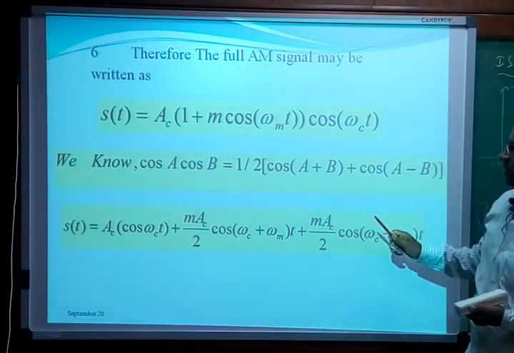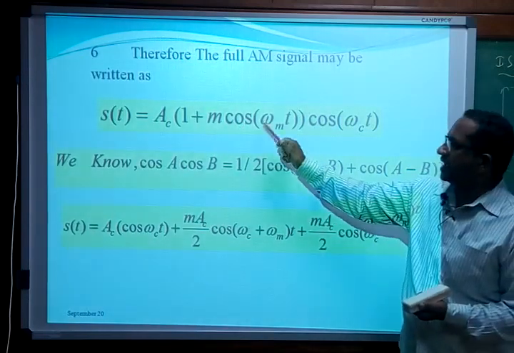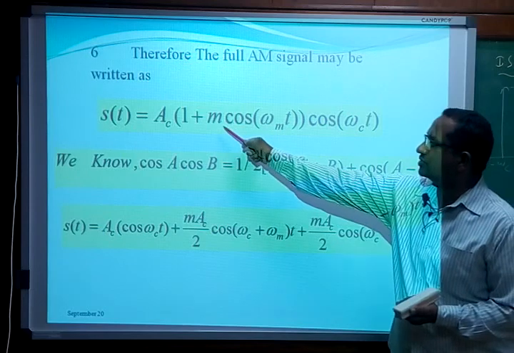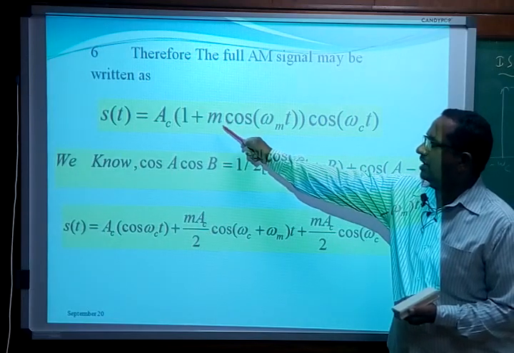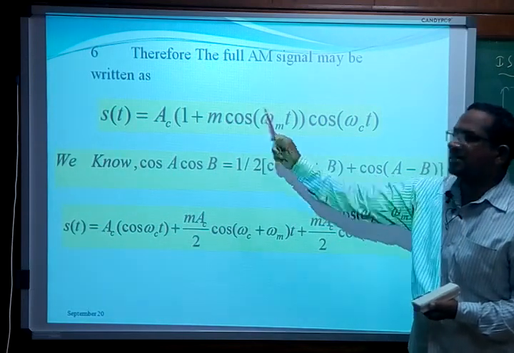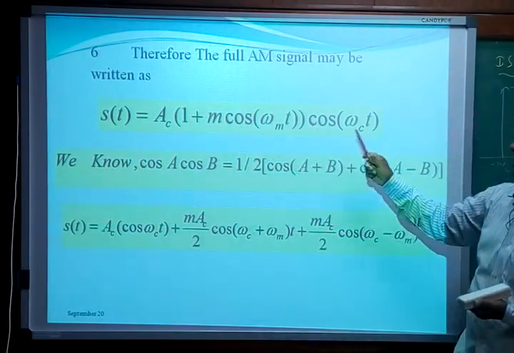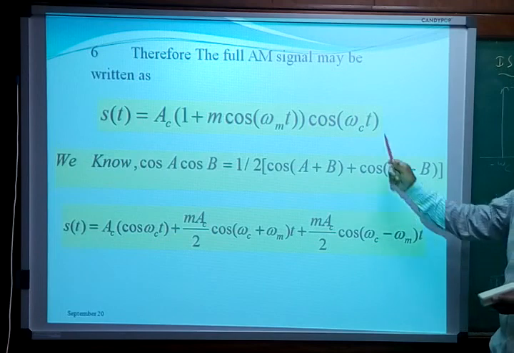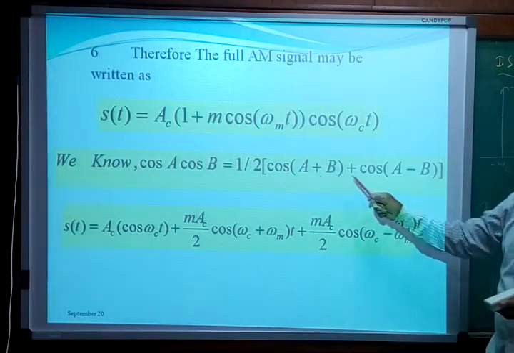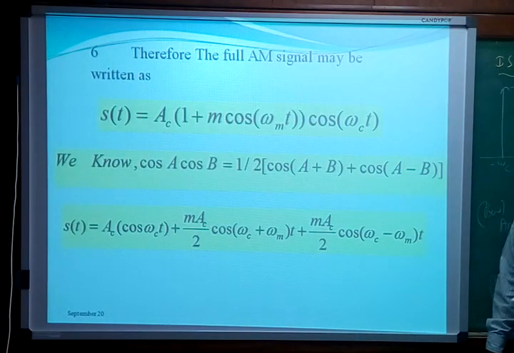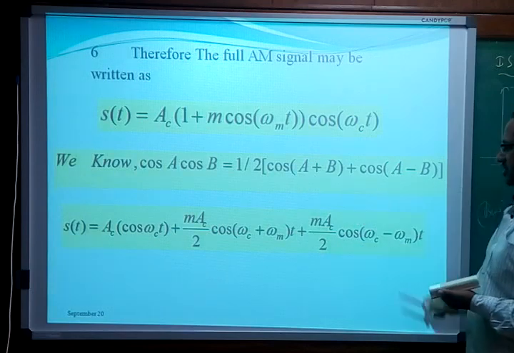Modulation index M is equal to AM by AC. So based on that he gets this in terms of AC. Then he has taken AC as common. So once AC is common, 1 plus M cos omega mt, times cos omega ct. Now this is in the form of 2 cos A cos B. 2 cos A cos B is equal to cos(A plus B) plus cos(A minus B).